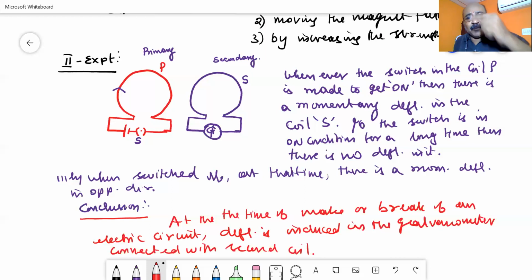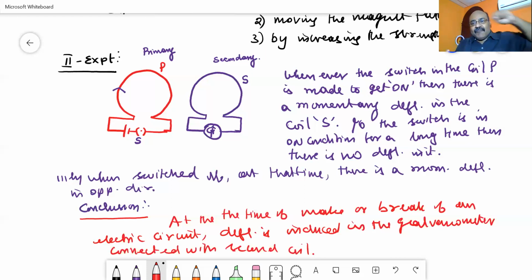This is one experiment. The next experiment is, whenever you have to consider two coils, a pair of coils, one is the primary coil and another one is the secondary coil. When you are passing the current through the primary coil by switching on, at the time of switch on, you can get a momentary deflection in the second coil, but the deflection will be momentary. If you go on passing the current through the coil, there won't be any deflection in the galvanometer.